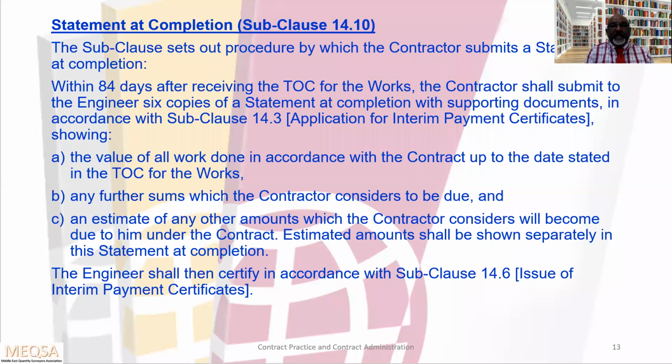B, any further sums which the contractor considers to be due. And C, an estimate of any other amounts which the contractor considers will become due to him under the contract. Estimated amounts shall be shown separately in this statement at completion. Because they have set out the procedure in subclause 14.10, how you have to submit the statement at completion. The engineer shall then certify in accordance with subclause 14.6, issue an interim payment certificate.